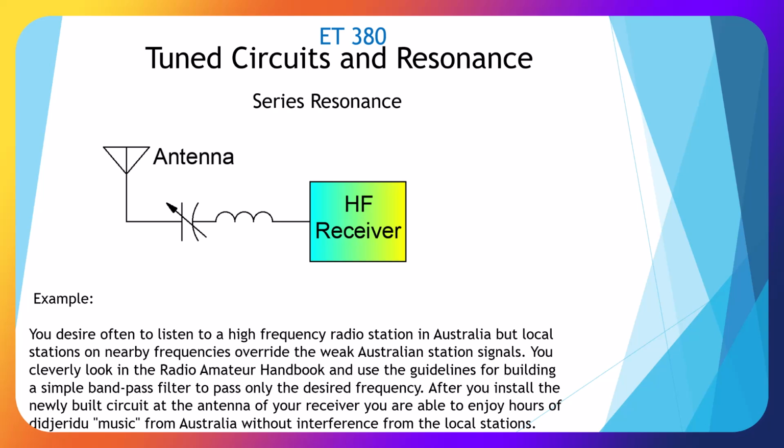Here's an example of a real-world series resonance problem. Here we have an antenna, our series resonant circuit, and a high-frequency receiver. We're trying to listen to a radio station in Australia, but the local stations nearby override the weak Australian one, and we want to block those out. So we design this circuit, which blocks all of our noisy stations so we can listen to our Australian music.